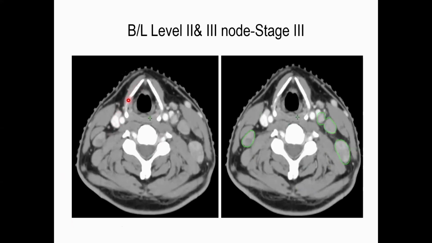And this is at the level of level 3. You have multiple nodes on both sides. This is at the level of level 3. If you have any node at the level of level 4, meaning below the caudal edge of the cricoid cartilage, it becomes an N3 node and it becomes stage 4.